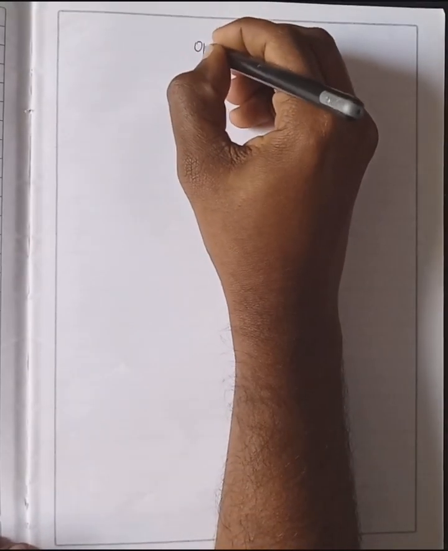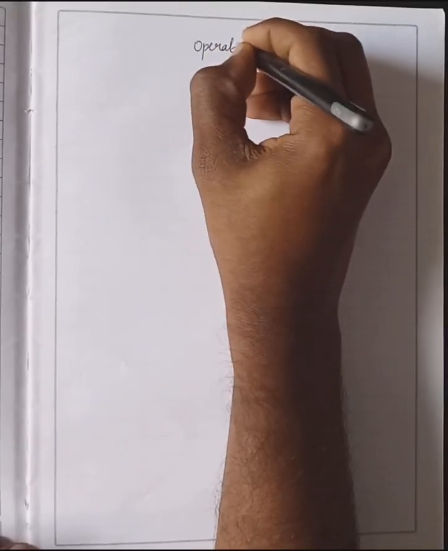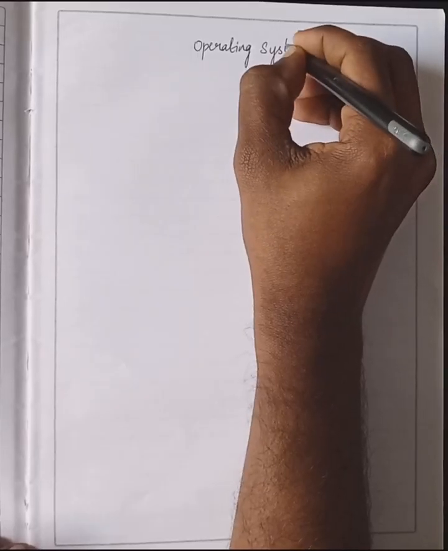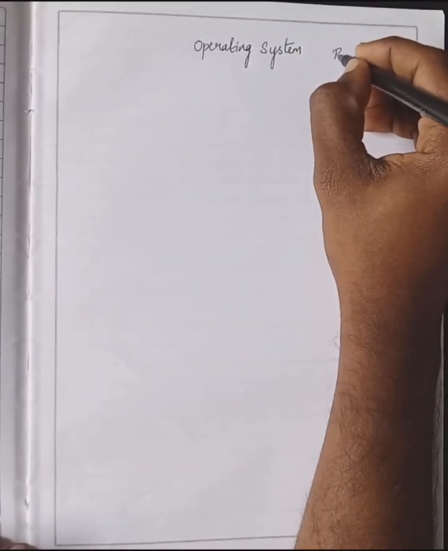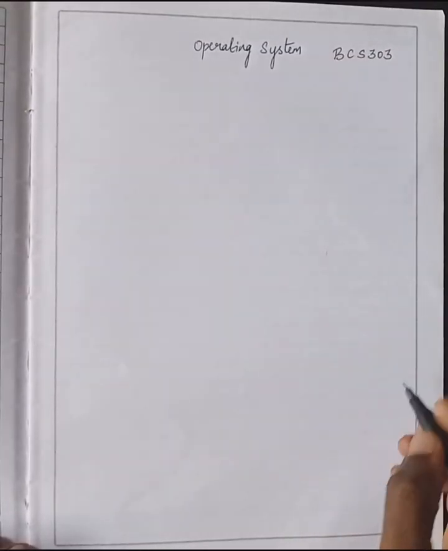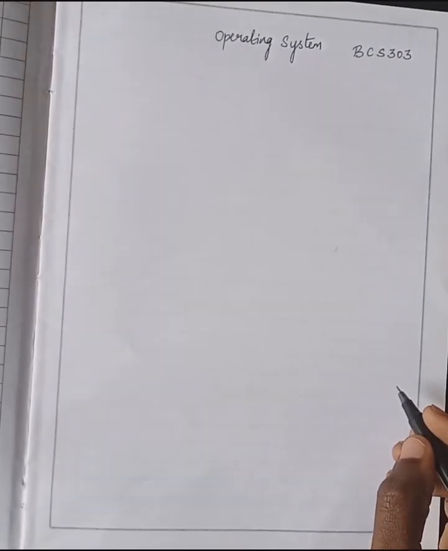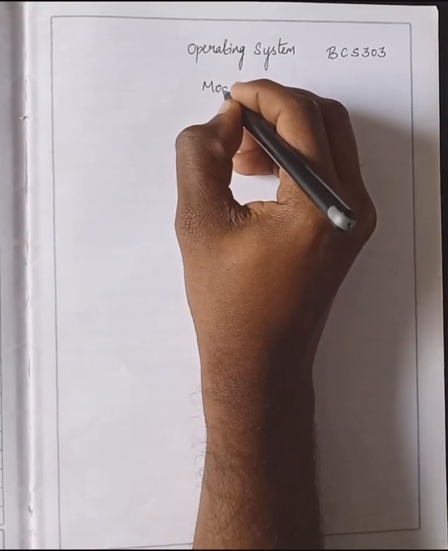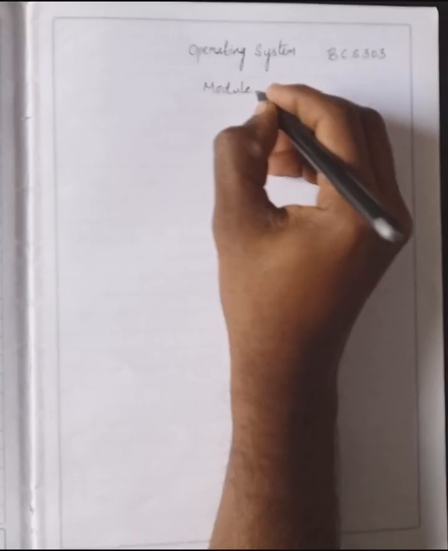Hello everyone. Today we are going to see a new subject, that is operating system. The subject code is BCS303. So we'll start with module 1, first part. First we'll start with the introduction to the operating system.